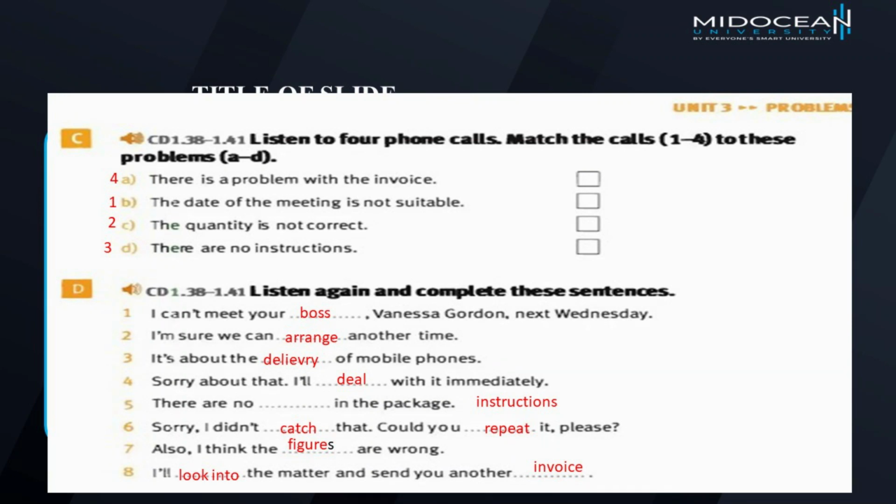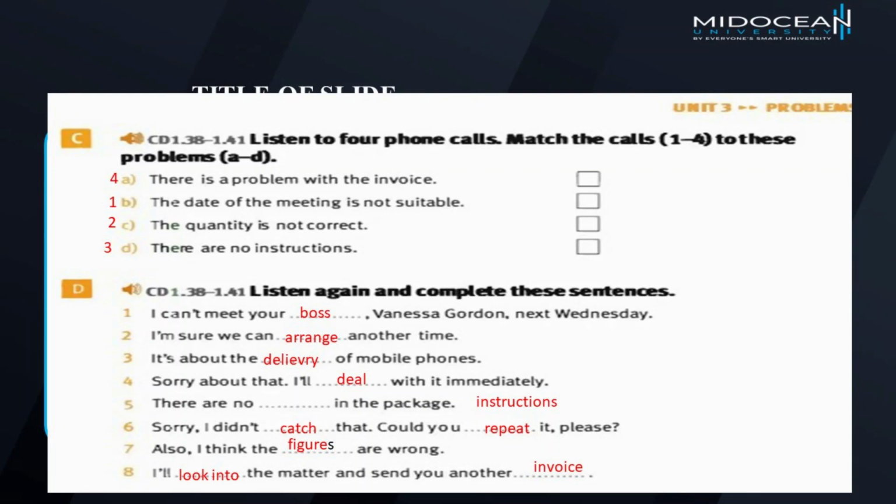Now let's check the answers. So, A. There is a problem with the invoice. Call number 4. B. The date of the meeting is not suitable. So this is call number 1. C. The quantity is not correct. This is call number 2. And D. There are no instructions. So this is call number 3.